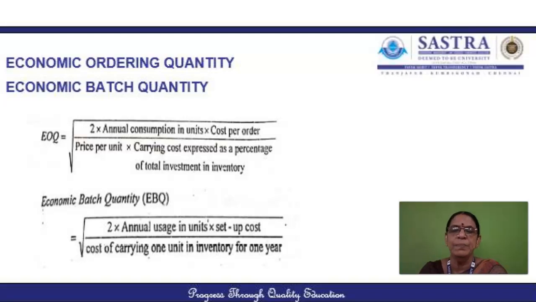Now we have to find out the mean demand. Multiply the probability with the demand. 3000 into 0.1 plus 5000 into 0.3 plus 10,000 into 0.5 plus 15,000 into 0.1. So you get 8,300. Now economic batch size is square root of 2 into 8,300 into 1000 rupees as setup cost divided by carrying cost of 10 rupees. So you get 1289 units as the economic batch size.